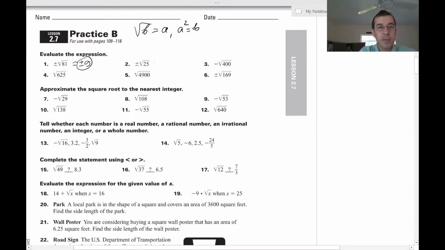Okay. Number 2, plus minus, and then square root of 25 is 5, because 5 squared is 25. Number 3, minus square root of 400 is 20, because 20 squared is 400. So 2 times 2 is 4, and then 1 zero converts into 2 zeros within the square root. Square root of 625, that's going to be 25.